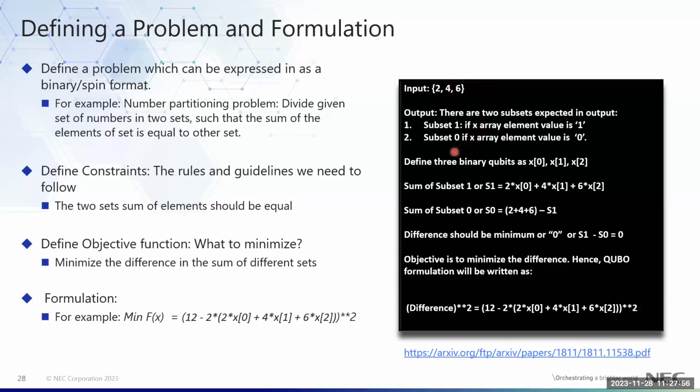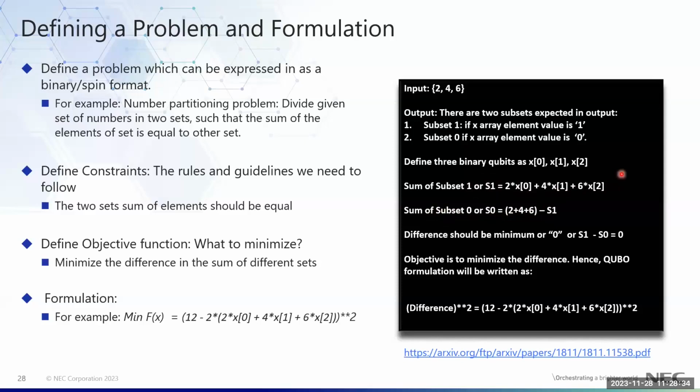Now in this case, if the array element is taken, then the value is yes, is 1. And for subset 0, if the array element is 0. So the three binary qubits can be defined as x0, x1, and x2. The sum of subset 1 would be 2 times x0 plus 4 times x1 and so on. And then we also see that the sum of subset 0, or we can call it S0, is 2 plus 4 plus 6 minus the sum of this.